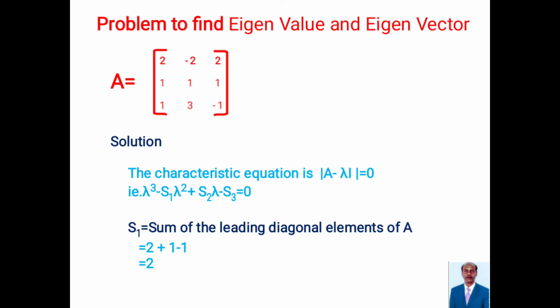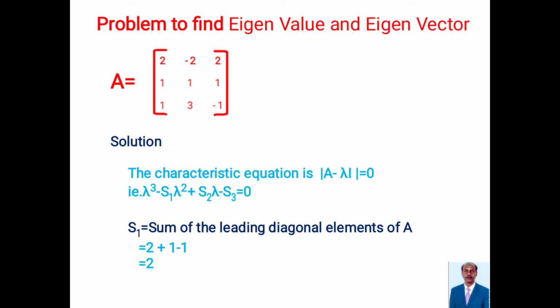Now we find the s1 value. What is s1? The sum of the leading diagonal elements of A. What are the leading diagonal elements? From the upper corner to the lower corner, the values 2, 1, minus 1. If we add these three values, we get 2.